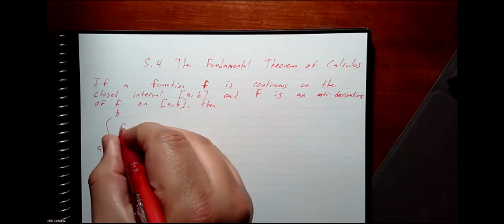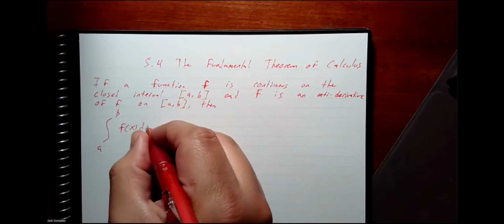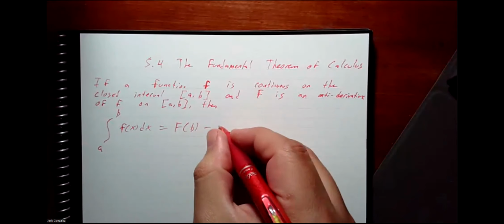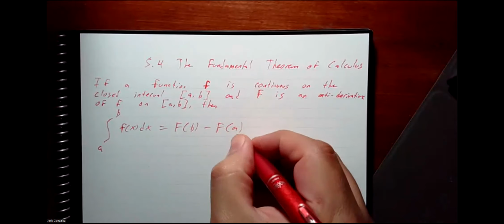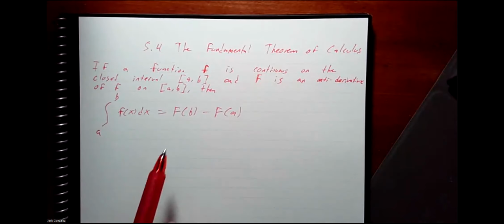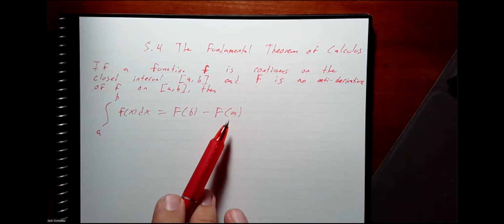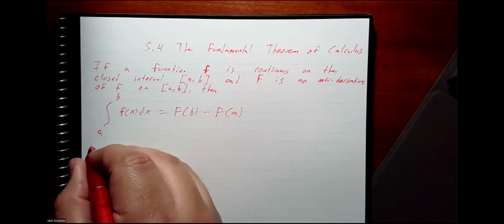So if you integrate from a to b of f of x dx, you will get the antiderivative at the b minus the antiderivative at the a. So basically integrate and then do the new function at b minus the new function at a. And that's all you got to do.